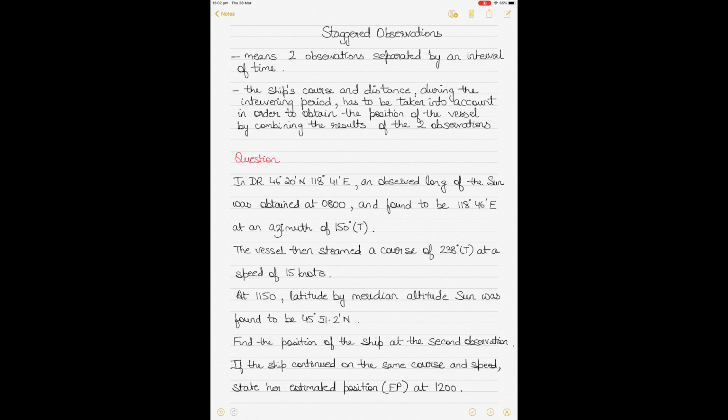So this video is another one, let's say, in that series, and this focuses on staggered observations. If you don't know what staggered observations are, it's basically two observations separated by an interval of time. Now what do I mean by two observations? That means you are referring to the measuring of the sextant altitude of a celestial body.